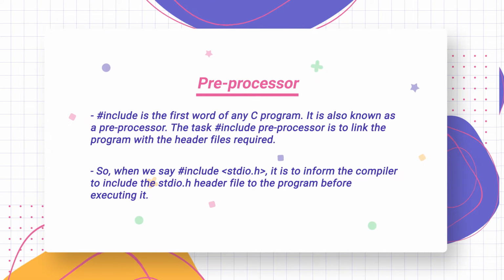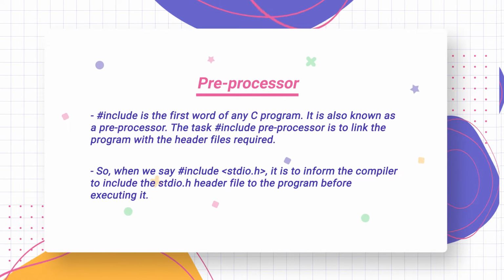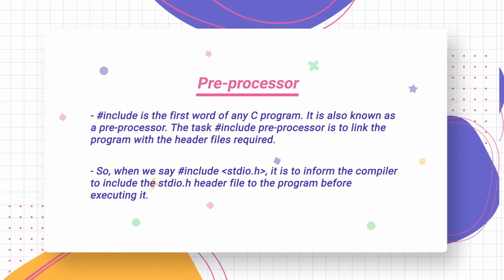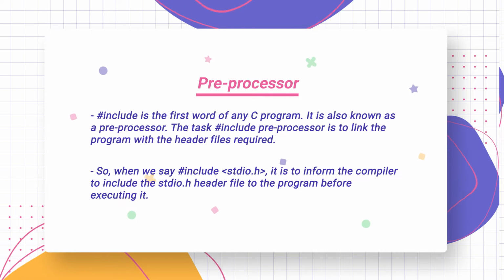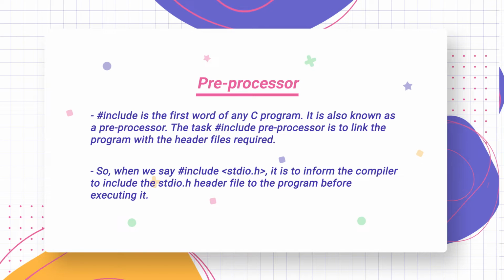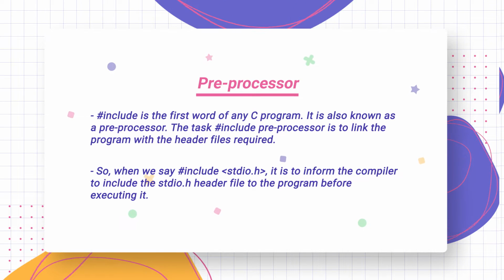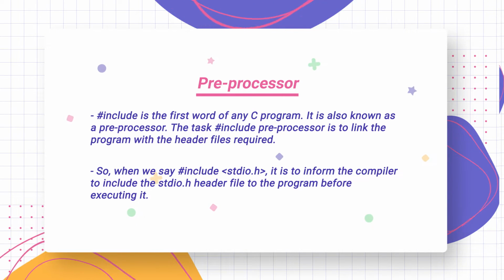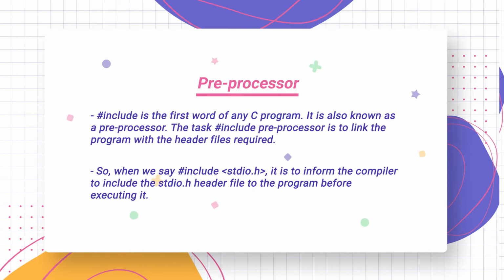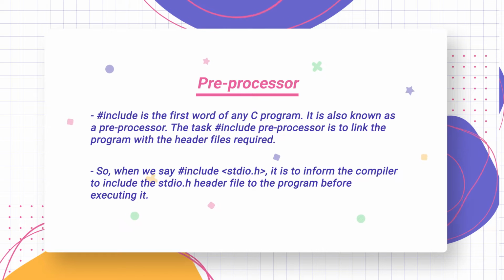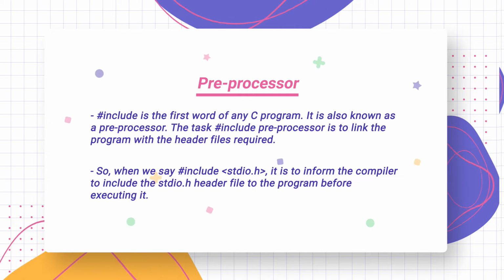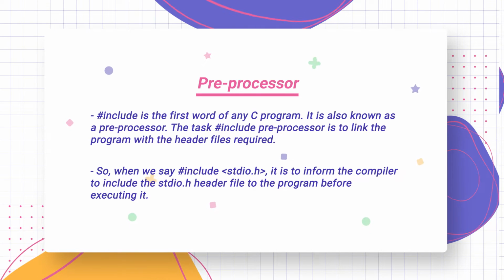So it is including those header files which are there with the keyword hash include in our program, and it is including those functions that are there in that package. Okay, so when we say hash include stdio.h, it is to inform the compiler to include the stdio.h header file to the program before executing it. Now what happens when we include stdio.h header file in our program? So the functions related to that header file are imported in our program.